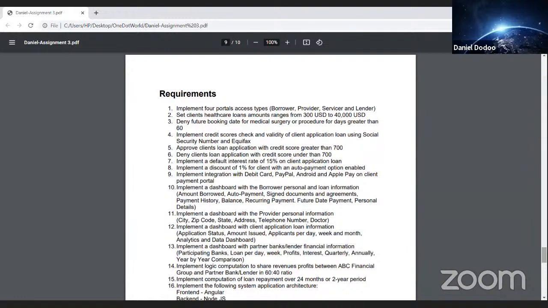Implement a default interest rate of 15% on client loan applications. Implement a discount of 1% with an auto payment option enabled. Implement integration with debit card, PayPal, Android, and Apple Pay on the client payment portal.